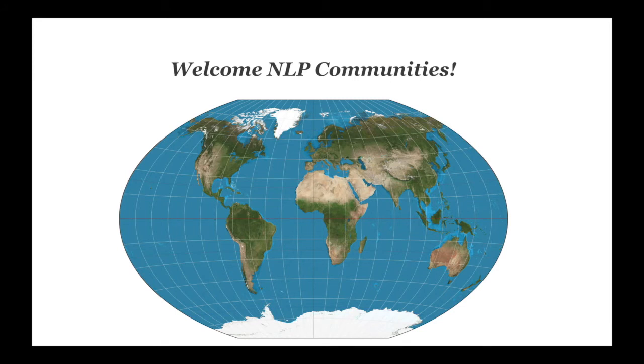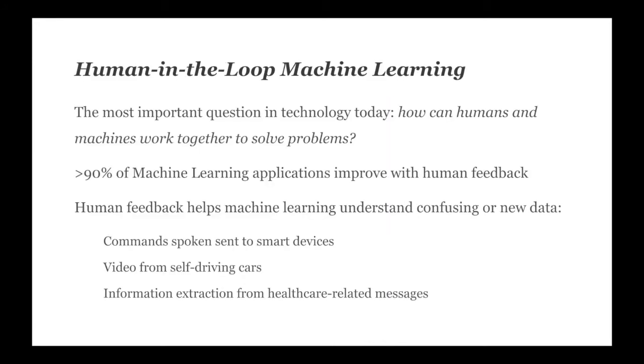So the talk I'm giving is an excerpt from my book, Human in the Loop Machine Learning. And it's answering what I think is one of the most important questions in technology today. How can humans and machines work together to solve problems?